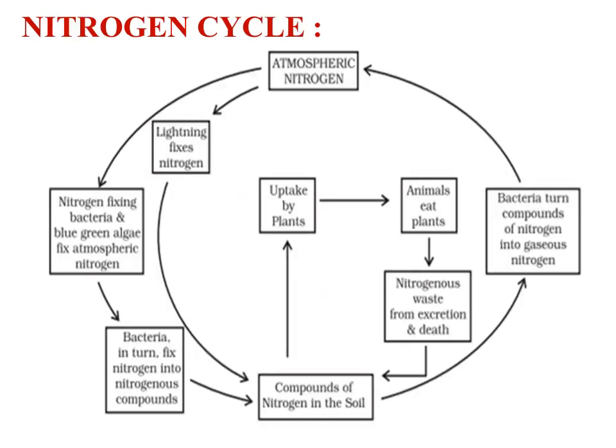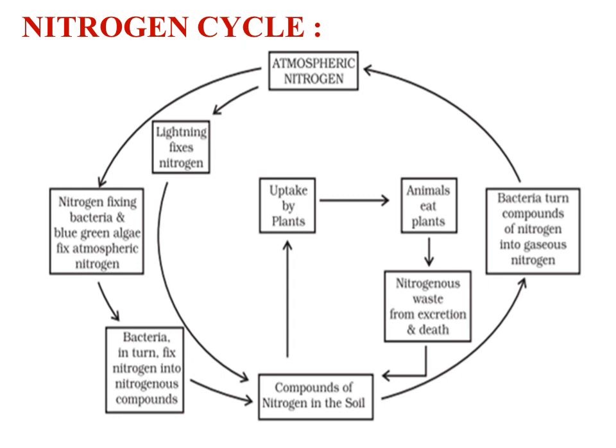The nitrogen cycle we have already discussed, and let's have a quick review of it again. You can see atmospheric nitrogen is there, 78% of it. It is getting fixed. You can see on the left hand side, by lightning and by the nitrogen fixing bacteria, which are also known as blue green algae. Then bacteria in turn fix nitrogen into nitrogenous compounds.